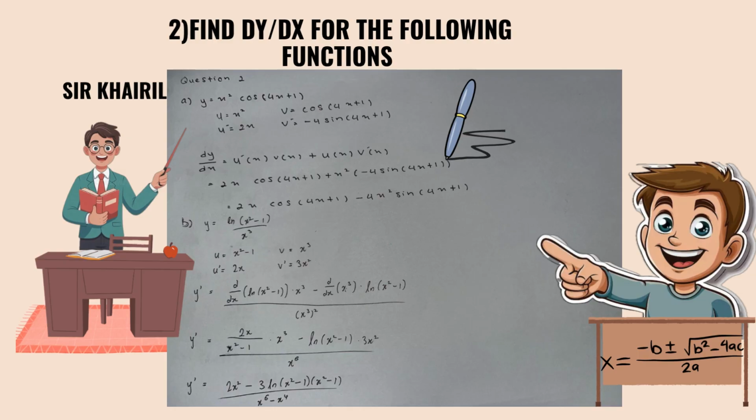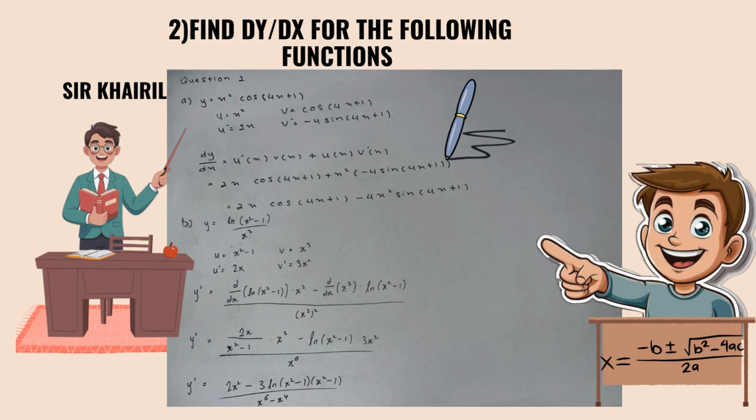Right, so for question number 2, the question is find dy/dx for the following function, which is y equals x squared cos(4x + 1). So the first thing we need to do is apply the product rule, where we let u equal x squared and v equal cos(4x + 1). Then for u prime we just differentiate, and x squared becomes 2x.